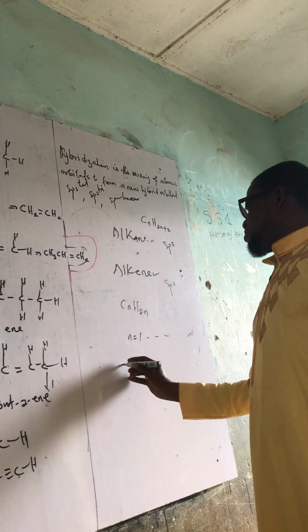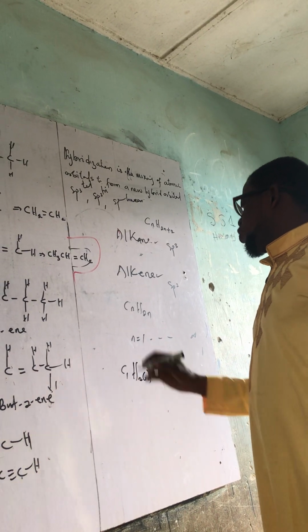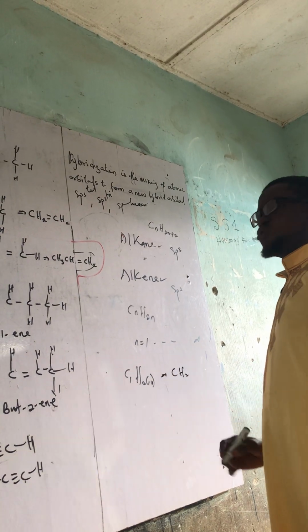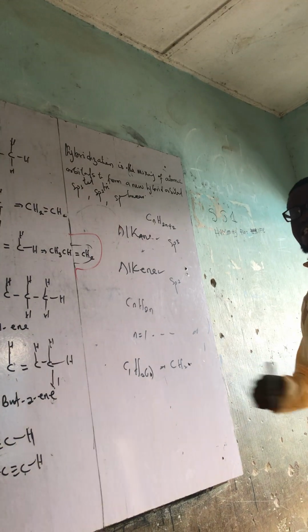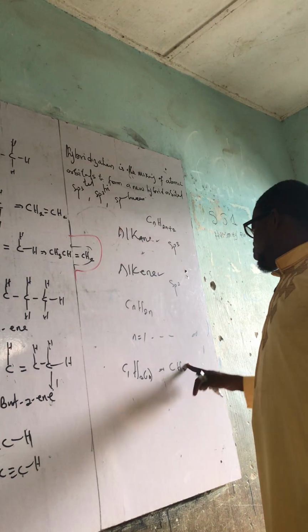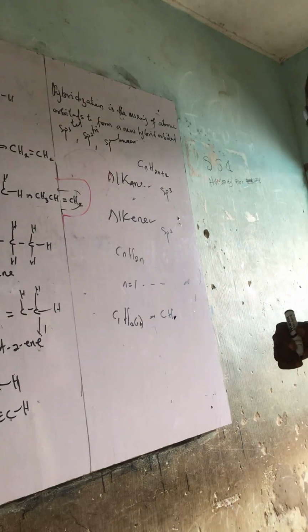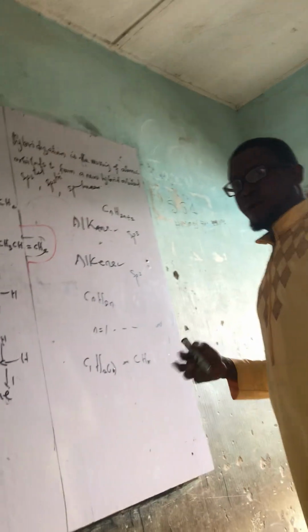So when n is 1, we have C1, then H2 into bracket 1, which gives CH2. This is the smallest member, which we call methane. Some of the textbooks will not carry this one, because there is no structure for it, and that is why most of the textbooks skip it.